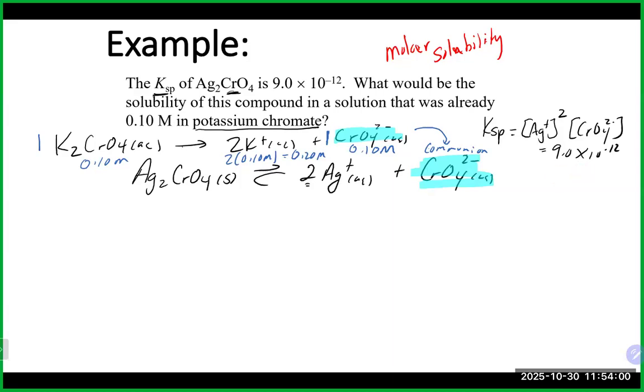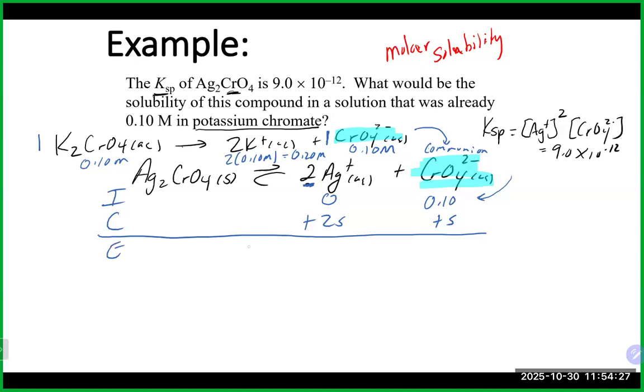So we're going to do an ice table here, and that common ion is going to be inserted here in the initial as it's in the solution to begin with. So we got 0.1 molar again being supplied by the potassium chromate in this case. Change is going to be plus 2s, once again because of the coefficient, and plus s. That means at equilibrium, we got a 2s, a 0.1 plus s. Any questions on the table here?